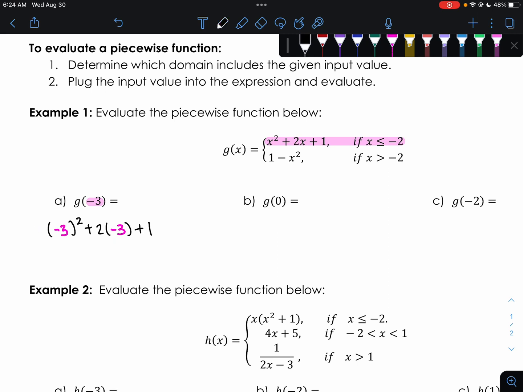And no, you don't have to use a calculator. You can do this by hand. So if we did it by hand, we would get negative 3 squared, which is 9. 2 times negative 3, which is negative 6, plus 1. So that would be 9 minus 6, which is 3, plus 1, which is 4.